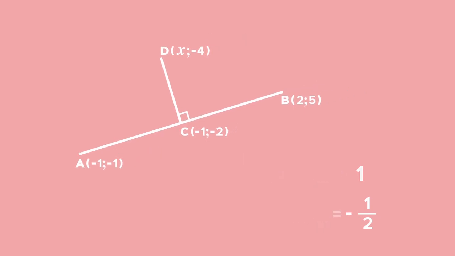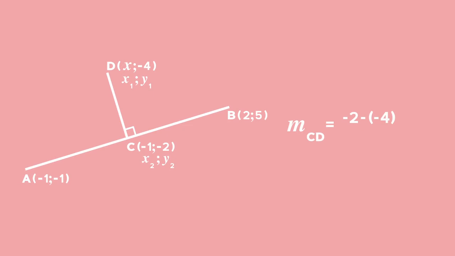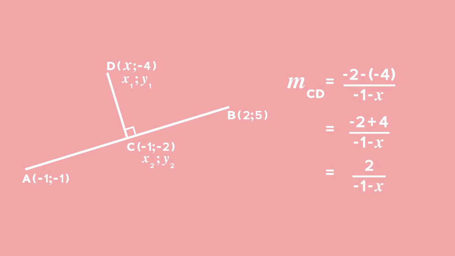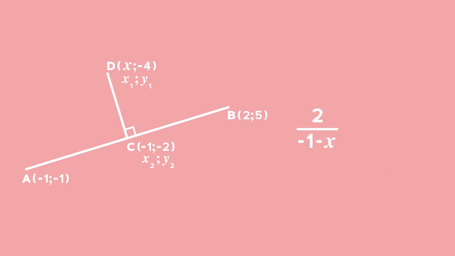We will have gradient of CD equals minus 2 minus minus 4 divided by negative 1 minus x. So in the numerator, we have negative 2 plus 4. Remember, a minus times a minus is a positive, which equals 2 over minus 1 minus x. We know that this is the gradient of CD. But we also know because the lines are perpendicular, the gradient of CD is minus a half. I can equate these two values because they give me the same gradient.